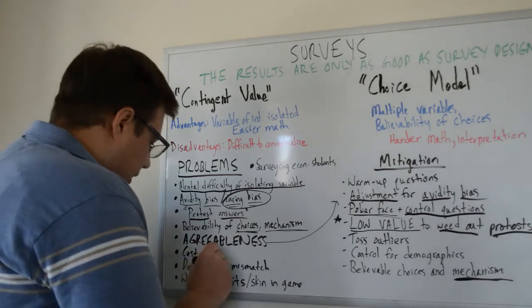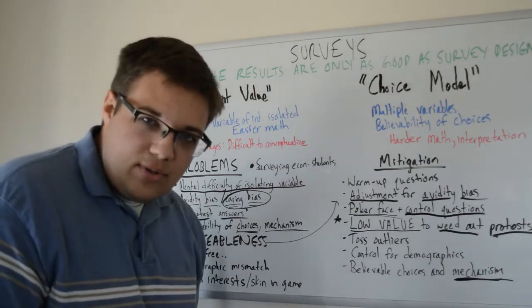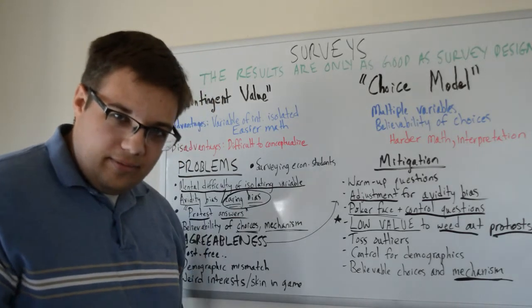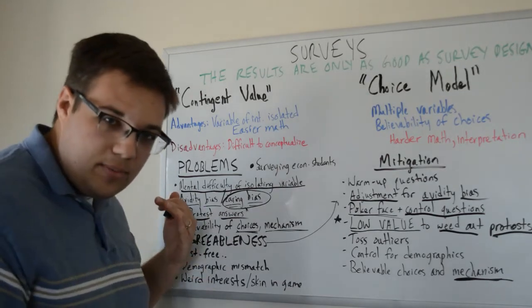Another one is that it's cost-free, right, to say a high number. This one you can't eliminate because you're just taking a survey. You can't force someone to pay something to take a survey. So this is just a problem you're going to have to deal with and trust people to be a little truthful.